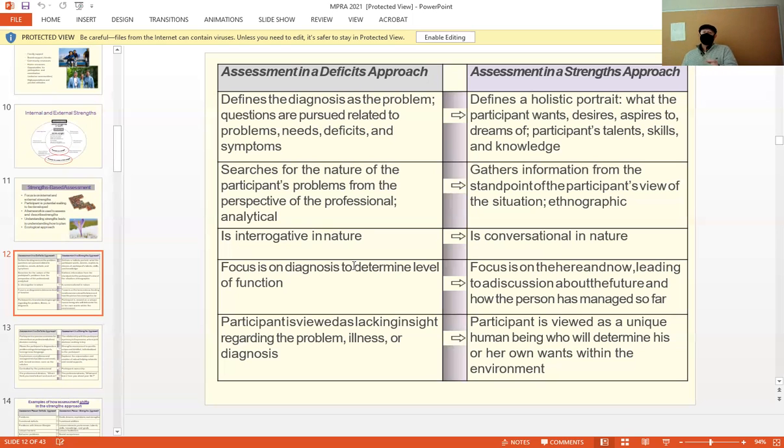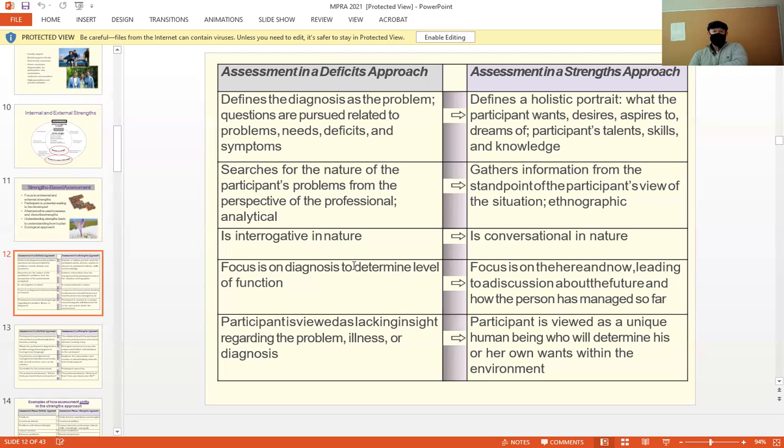When you're talking about a strengths approach, you're going to define a holistic portrait. You're going to find out what the patient wants. You're going to find out what they desire, what they aspire to, what they dream of, what talents they have, what skills they have, what knowledge they already have. So you're getting the full picture, and you're getting the positives along with the whole story. Because when you're finding out all those things, you're going to find out what you need to about your patient.